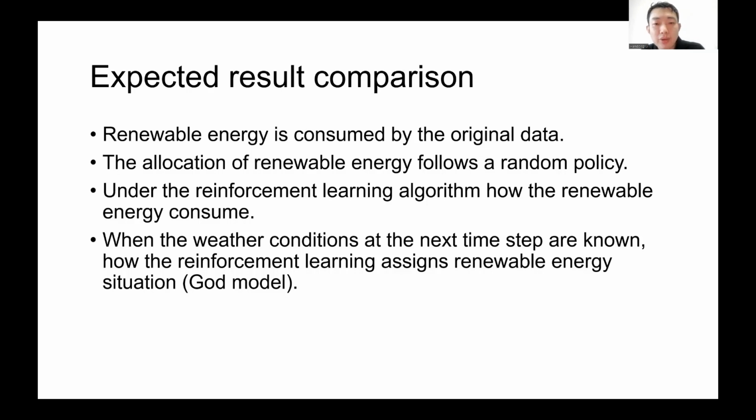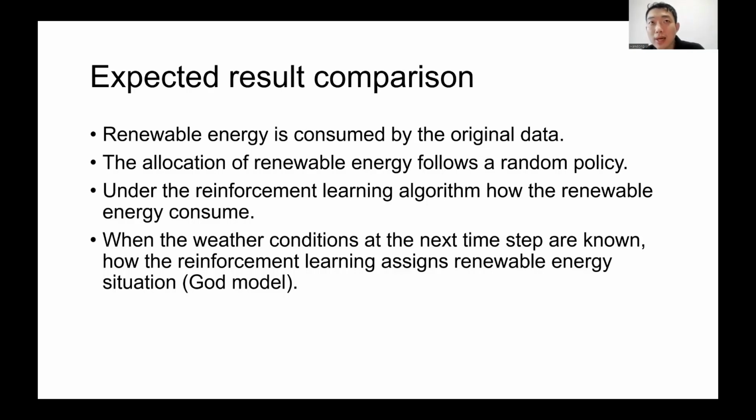So thirdly, under the reinforcement learning algorithm, we need to figure out how the renewable energy is consumed. And finally, when the weather conditions at the next step are known, so for example, if we know what happens for the next time step, we need to figure out how the reinforcement learning assigns renewable energy solutions. We call it a God model.